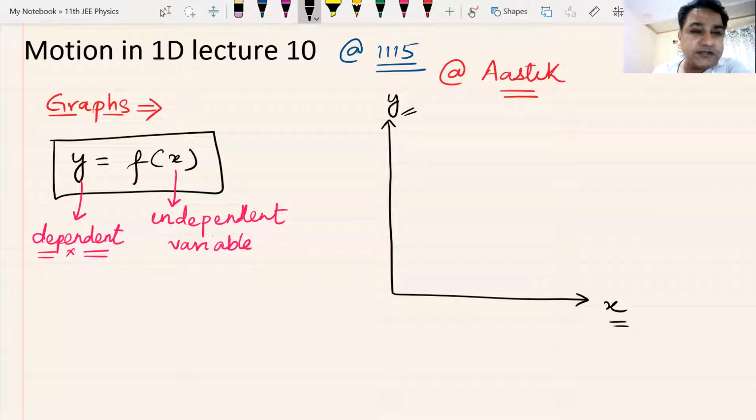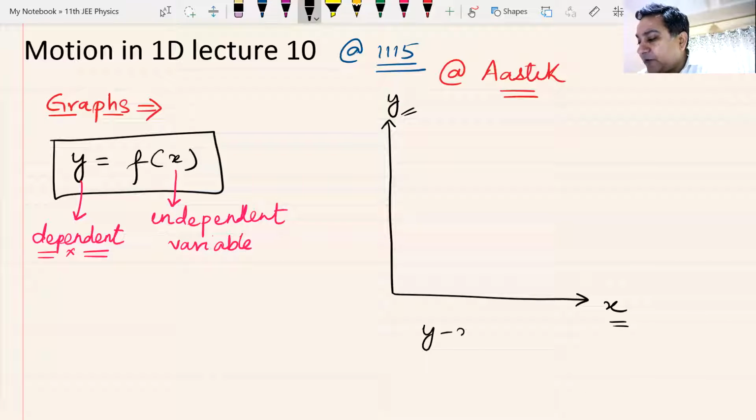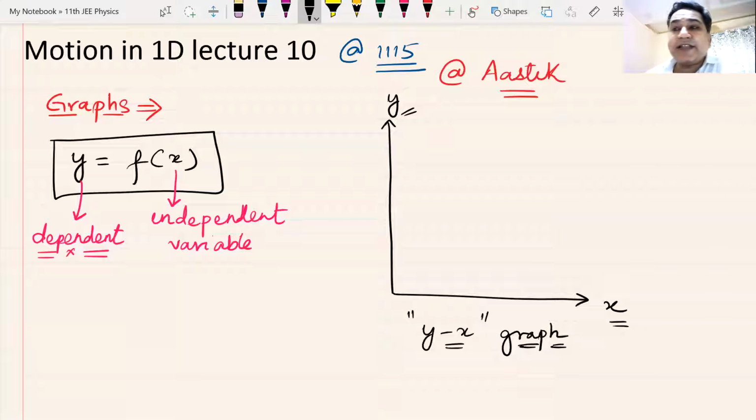And we have a name for this graph. Every graph has a name. The y-axis is always said first, so the name of this graph would be the y-x graph. Do we recollect this? Yes sir, this is known as the y-x graph.